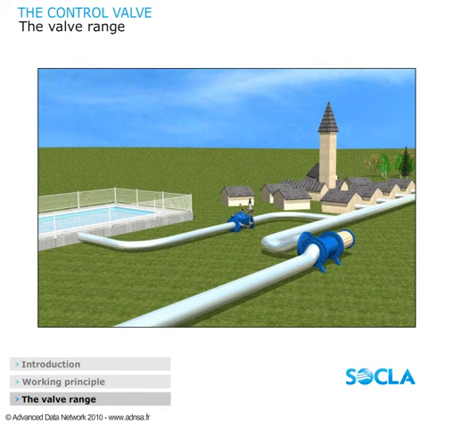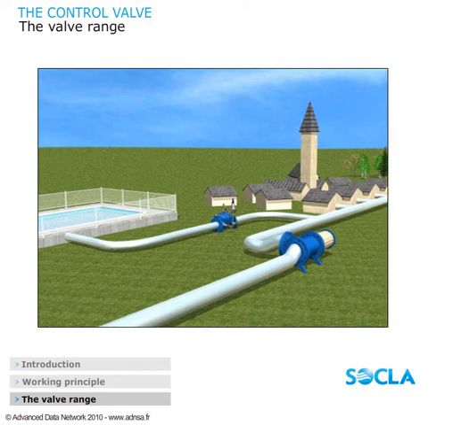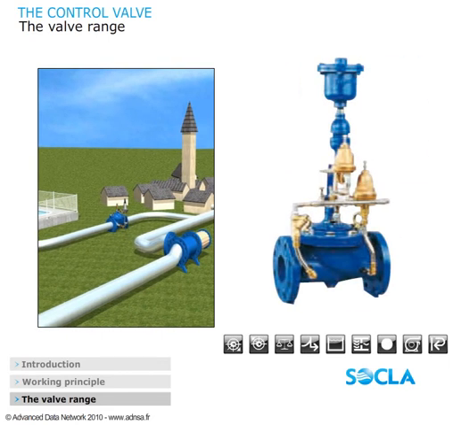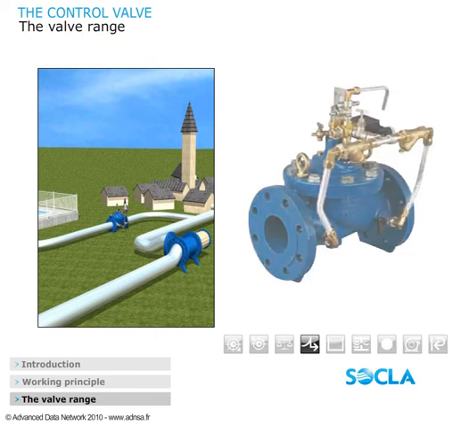Control valves can also be used to protect installations. For example, the C500 series valve reduces water hammer when installed in a bypass. The C600 series controls and protects pumps when installed on the line.